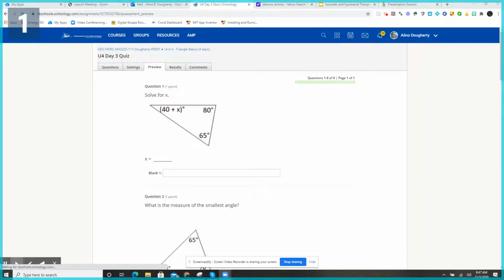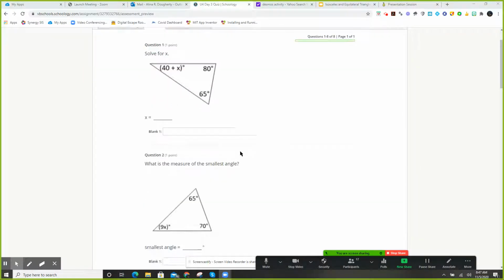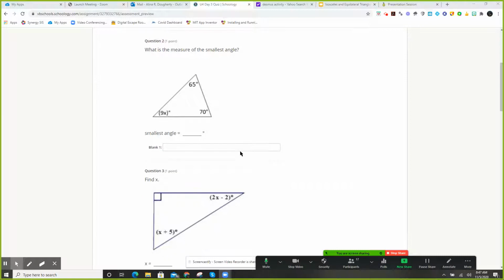So for the benefit of the class, I'm going to share my screen again. So question number 2, what is the measure of the smallest angle? So you need to solve for x first. So what equation would you use to solve for x? Well, 9x plus 65 plus 70 equals 180. So you're going to find x equals whatever it is, and you don't need to say it out loud.